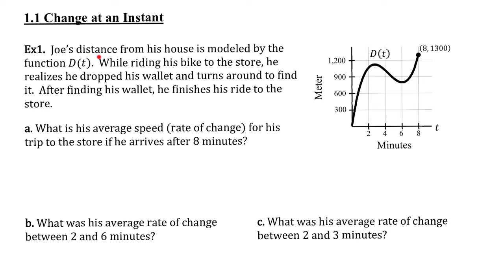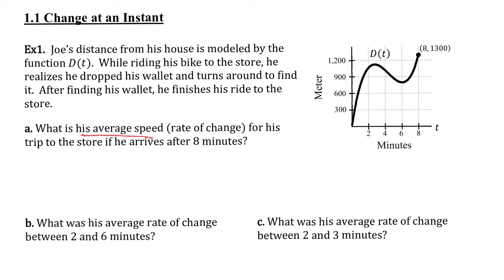It says Joe's distance from his house is modeled by the function d of t. While riding his bike to the store, he realizes he dropped his wallet and turns around to find it. After finding his wallet, he finishes his ride to the store. Okay, the first question is, what is his average speed or his rate of change for his trip to the store if he arrives after 8 minutes?